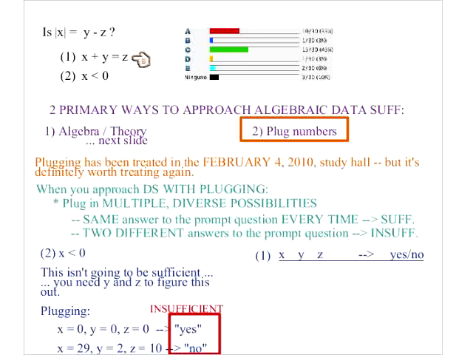Okay, how about 1, 2, and 3? 2, 3, and 5. Okay, 1, 2, and 3, so that works. So if we plug in those values, then the question becomes, is absolute 1 equal to 2 minus 3? This is no. So a couple of people have said 3, 2, and 5, so let's try those. So the question there becomes, is absolute 3 equal to 2 minus 5? That's also a no.